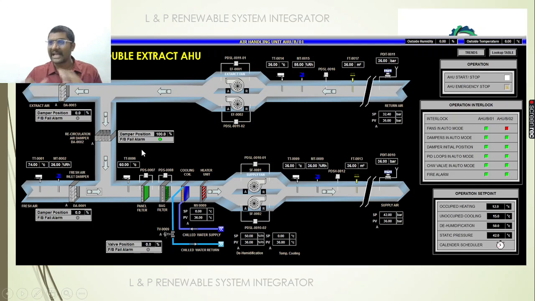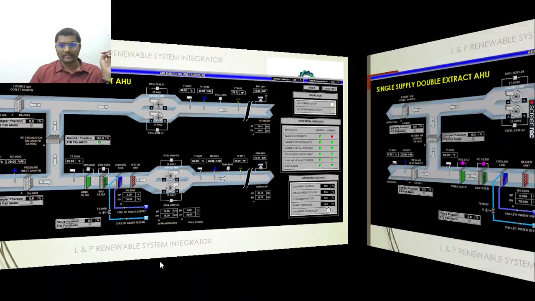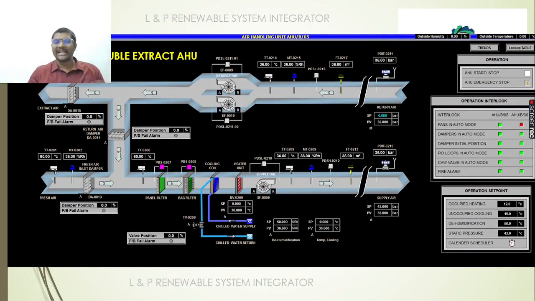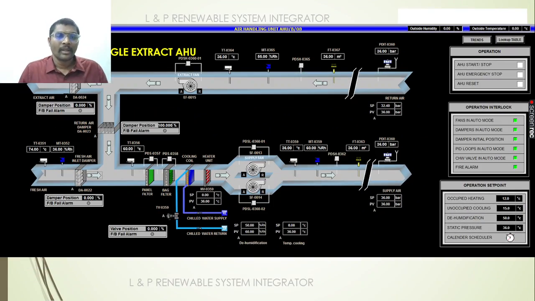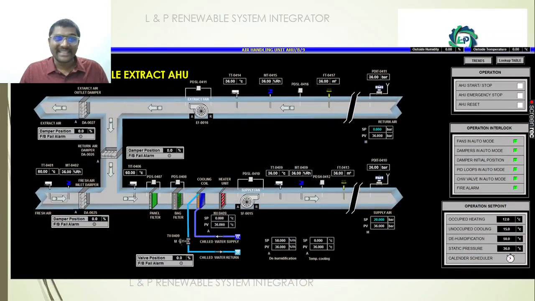So this is an example of a graphic, where the double supply double extract fan has a cooling coil. See here, in the return line we have the control valve. As we told earlier, after getting the analog signals to the DDC controller or the PLCs, we will map those tag values to the SCADA. Even after scaling, we give the values to the SCADA so that we can see the values in the SCADA. This is an example of a single supply double extract type, double supply single extract type, single supply single extract type.